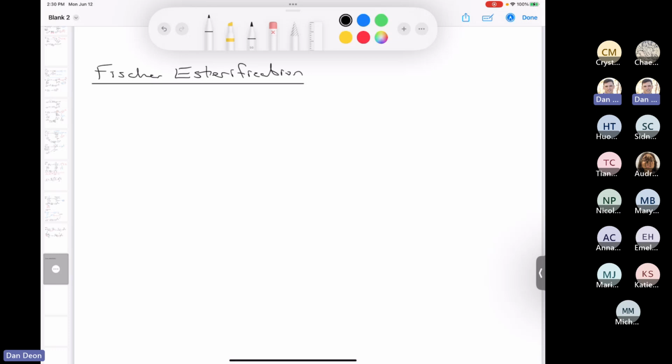This chapter was about nucleophilic acyl substitution. So if we're starting out with a carboxylic acid and an alcohol with a catalytic amount of acid, remember, we put a catalytic amount of acid, and then we end up forming an ester. In this case, it's a methyl ester, and we liberate water.